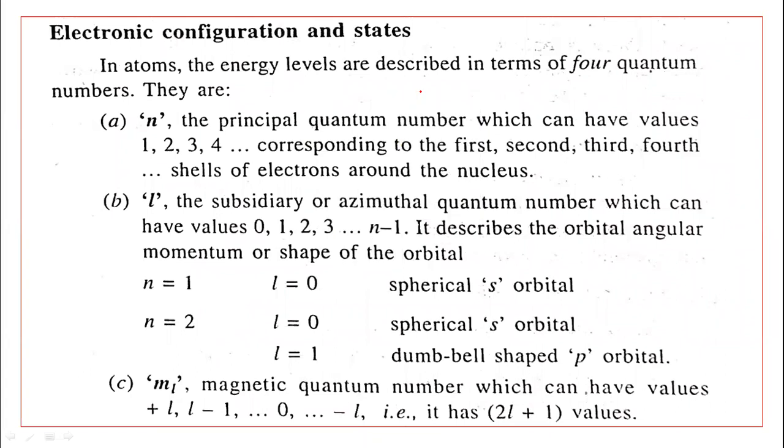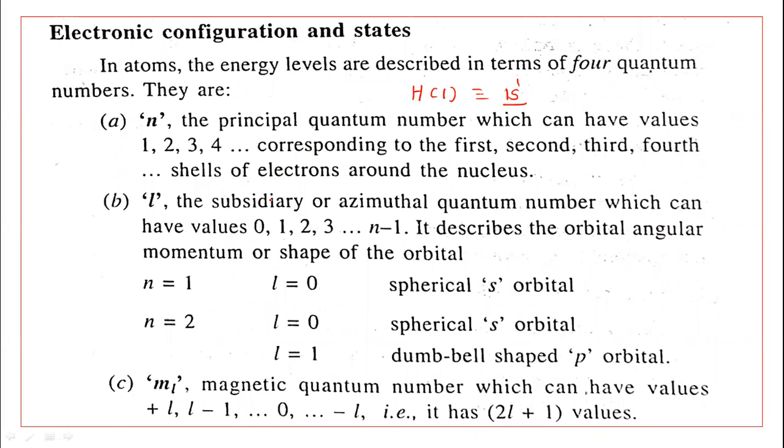For hydrogen atom, as the atomic number is 1, the electronic configuration of hydrogen atom is 1s1. So the energy levels are described in terms of 4 quantum numbers. So this is the energy level, 1s orbital or s energy level. It is having 4 quantum numbers.